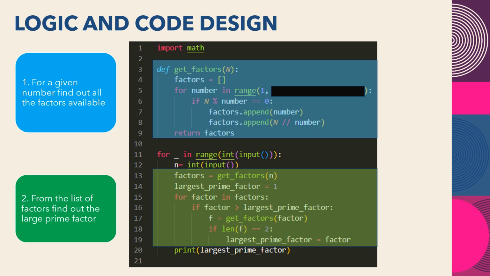To consider an example, let us take our first example, which is 15. So let us consider n is equal to 15. At line 12, we will read that particular input 15, and in line 13 we will execute the get factors method. In get factors it will return the list of all the factors.